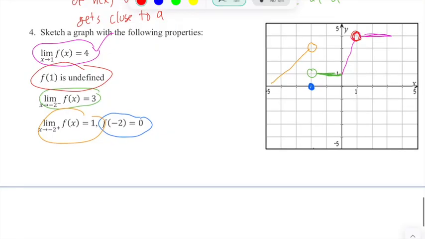And again, number 4, this is just one answer. It just says sketch a curve with all of these criteria.